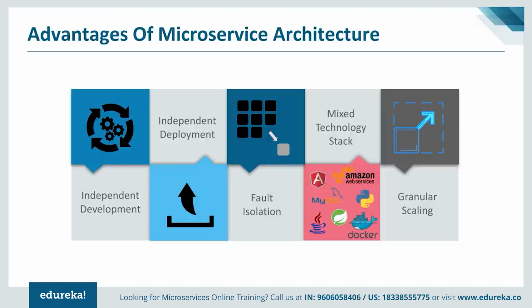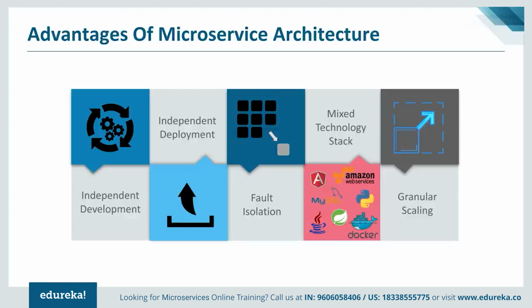Now, independent deployment means that you can update a service without having to redeploy the entire application. Bug fixes and feature releases are more manageable and less risky as well, because you have to focus on one particular service. You have to deploy or update one particular service. You don't have to care about the other services or the entire application as such, right? So next is fault isolation.